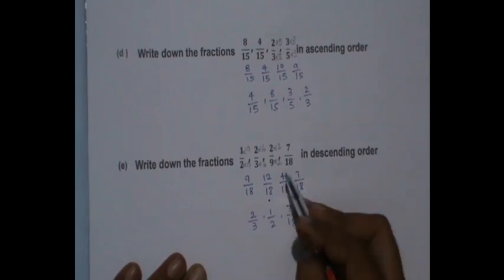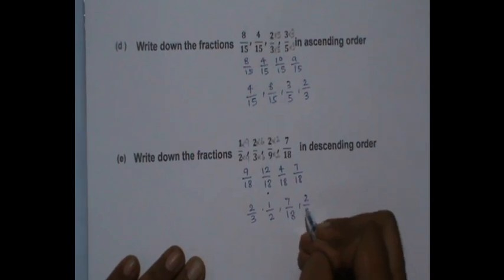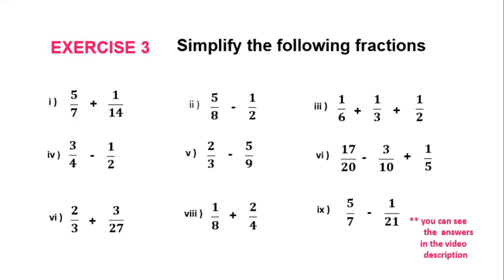Finally, we can write this one, that means 2 over 9 or 2 ninths. Here you have another exercise. Try to do this exercise and you can see the answers in the video description.